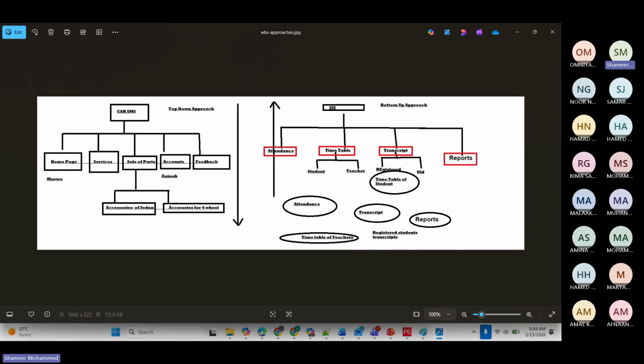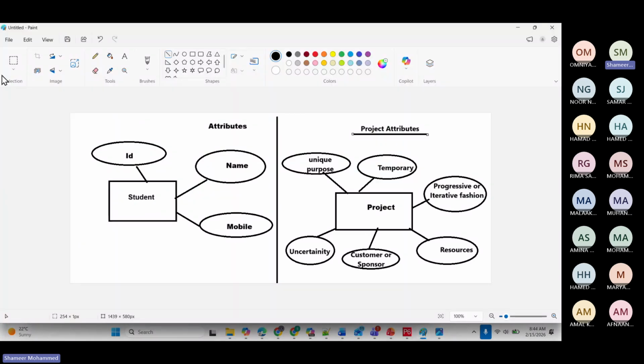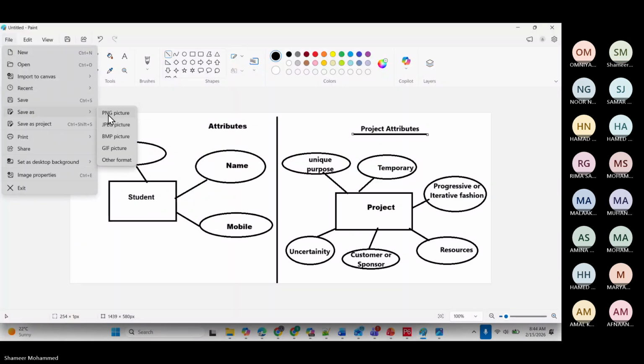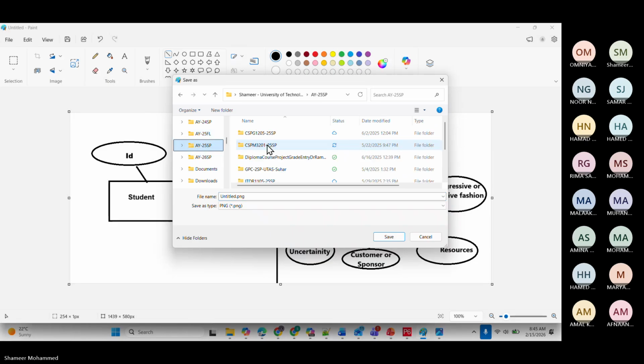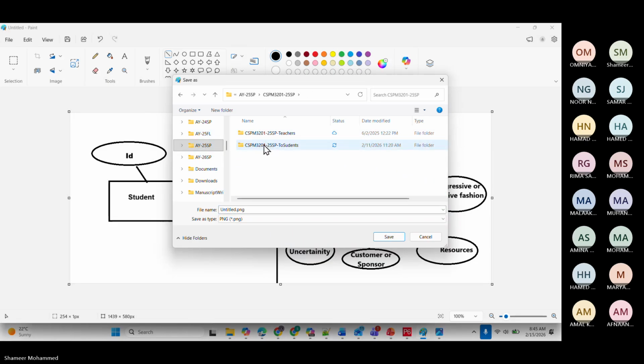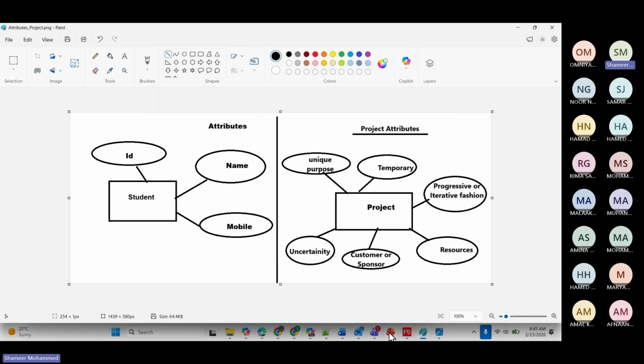I don't have it. I will share it with you. Attributes. So I will save this one in that. Okay, attributes of a project.